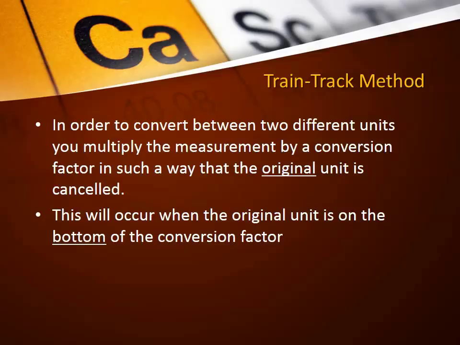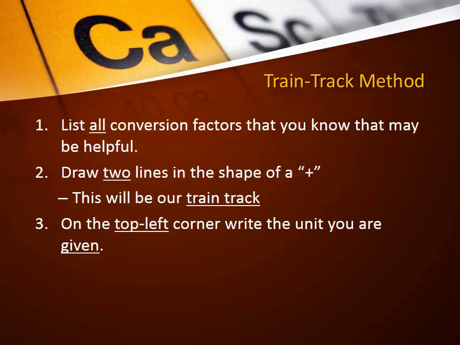So, to give you a hint, think of when you multiply fractions. If the same numbers are on top and bottom, we can cancel those out and be left with 3. So you'll be seeing a lot of that type of canceling out coming up. To do what we call the train track method, which is our way of doing dimensional analysis, first, you list all conversion factors that you know that may be helpful. If you think of too many, that's okay. It's better to have too many than too few.